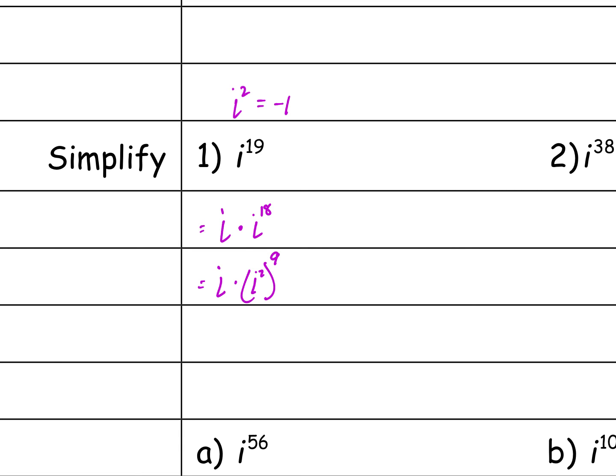So what does I squared equal? I squared equals -1, right? So now I can say I times -1 to the 9th power. Is everyone okay with that so far? So what's -1 to the 9th power? -1 to the 9th power is +1.